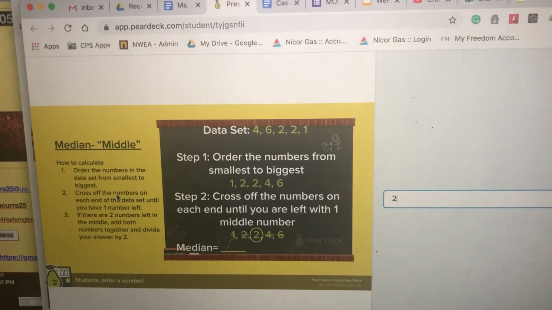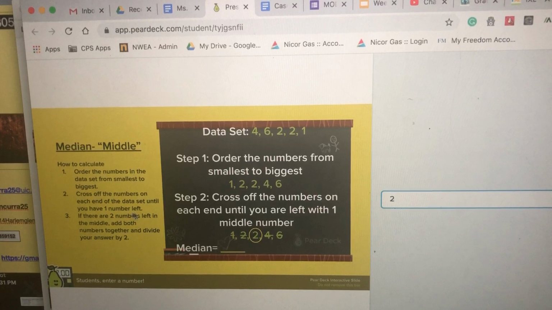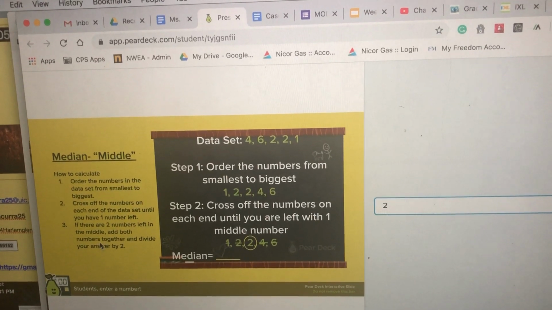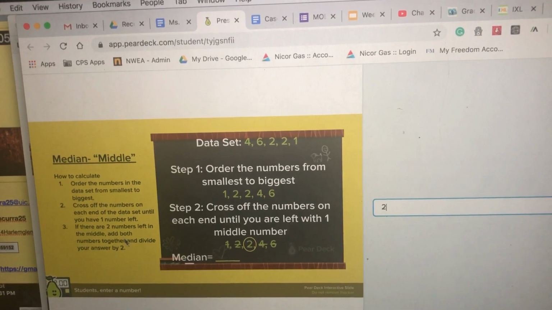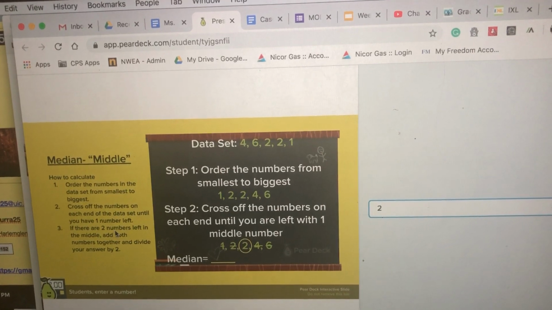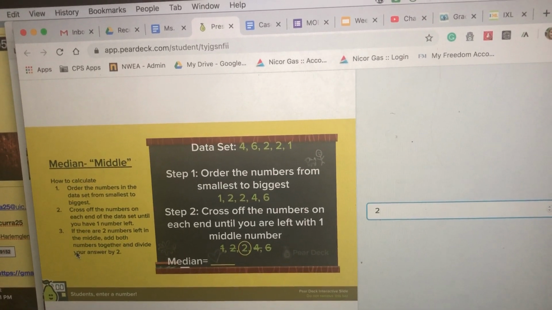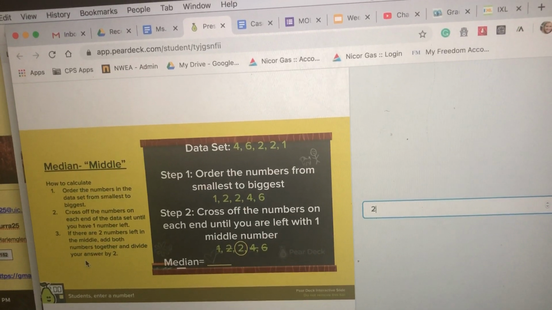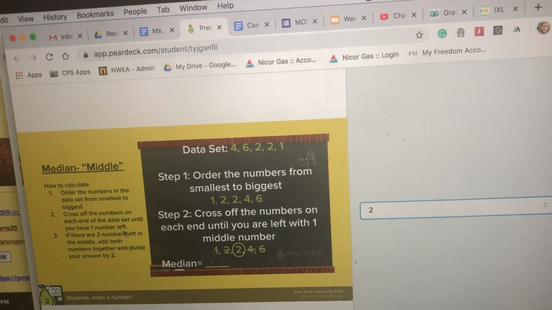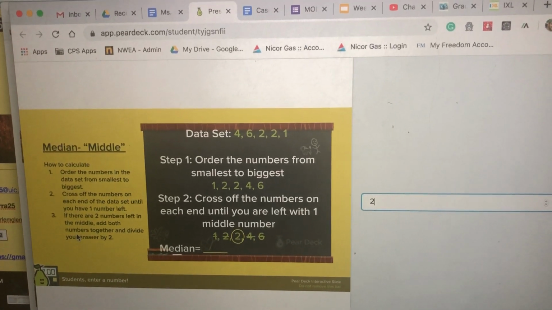Number 2, you cross off the numbers on each end of the data set until you have one number left. That would be your middle number. In some cases, you will have to move on to step number 3, not in all cases. If you have 2 numbers left in the middle, you have to add both the numbers together and divide your answer by 2. This final step only applies to some data sets, not all of them. We will see examples of both.